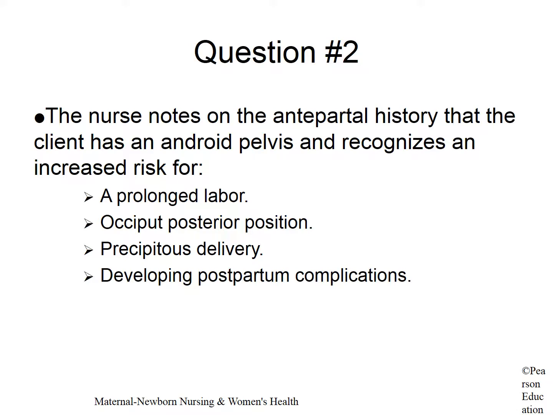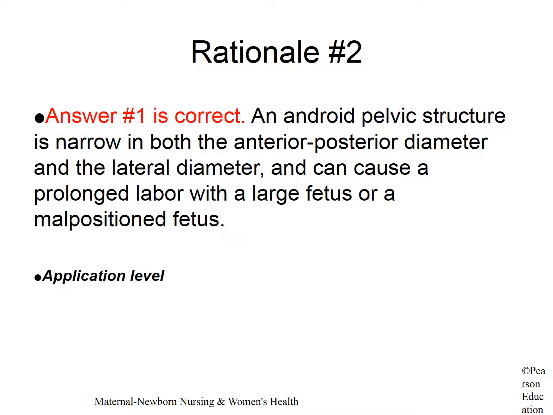Question 2. The nurse notes on the antepartal history that the client has an android pelvis and recognizes an increased risk for: 1, prolonged labor; 2, occiput posterior position; 3, precipitous delivery; or 4, developing postpartum complications. The answer is 1. An android pelvic structure is narrow in both the anterior-posterior diameter and the lateral diameters and can cause a prolonged labor with a large fetus or a malpositioned fetus.